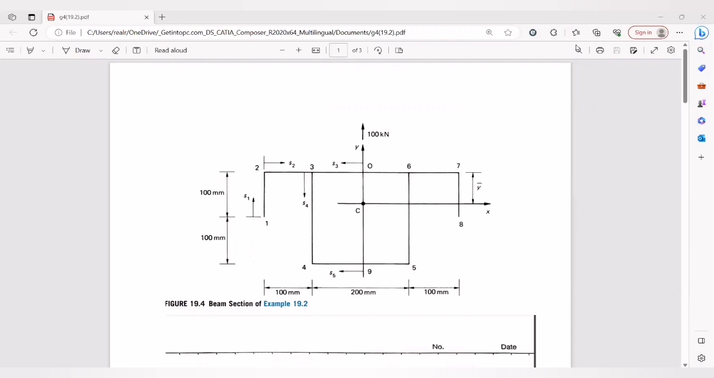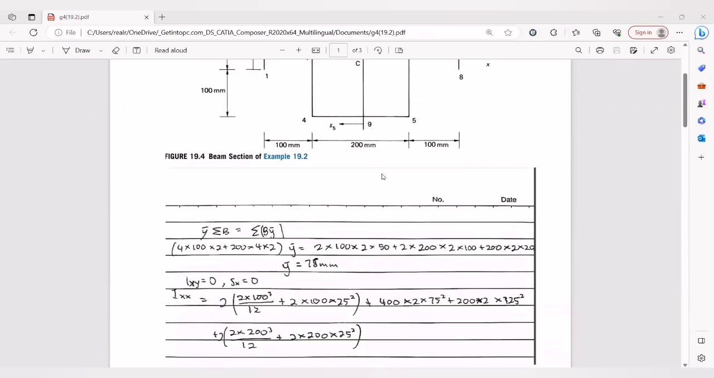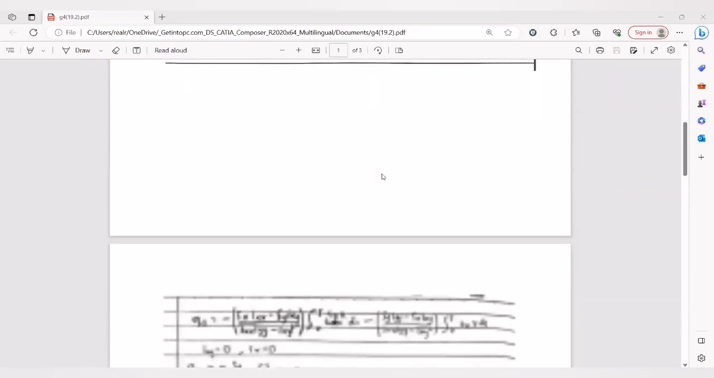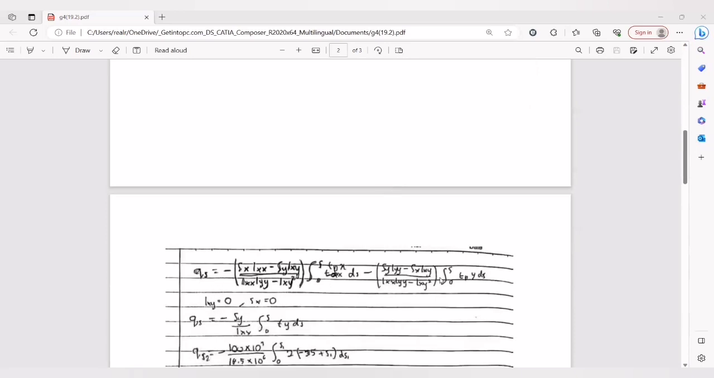I'm going to be explaining example 19.2. From the question, this is the diagram, and the thickness of the section is 2 mm. We're going to calculate the shear distribution. Firstly, we need to calculate Qs. This is the general equation, and to calculate it, we need to get the Ixx.